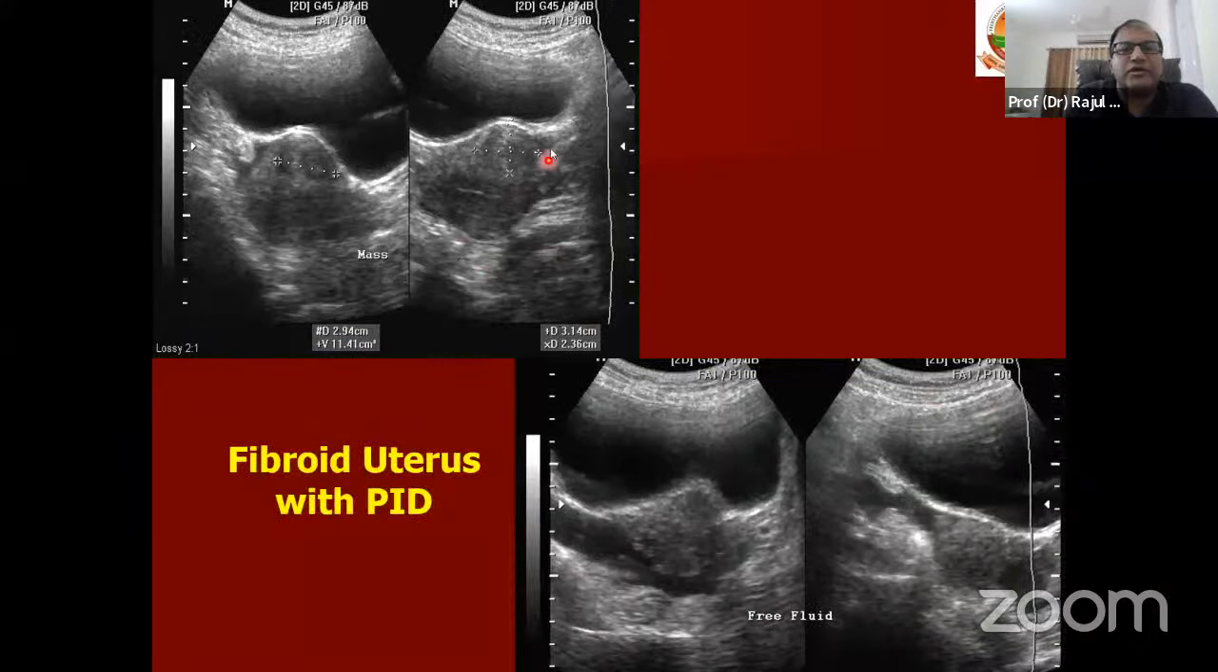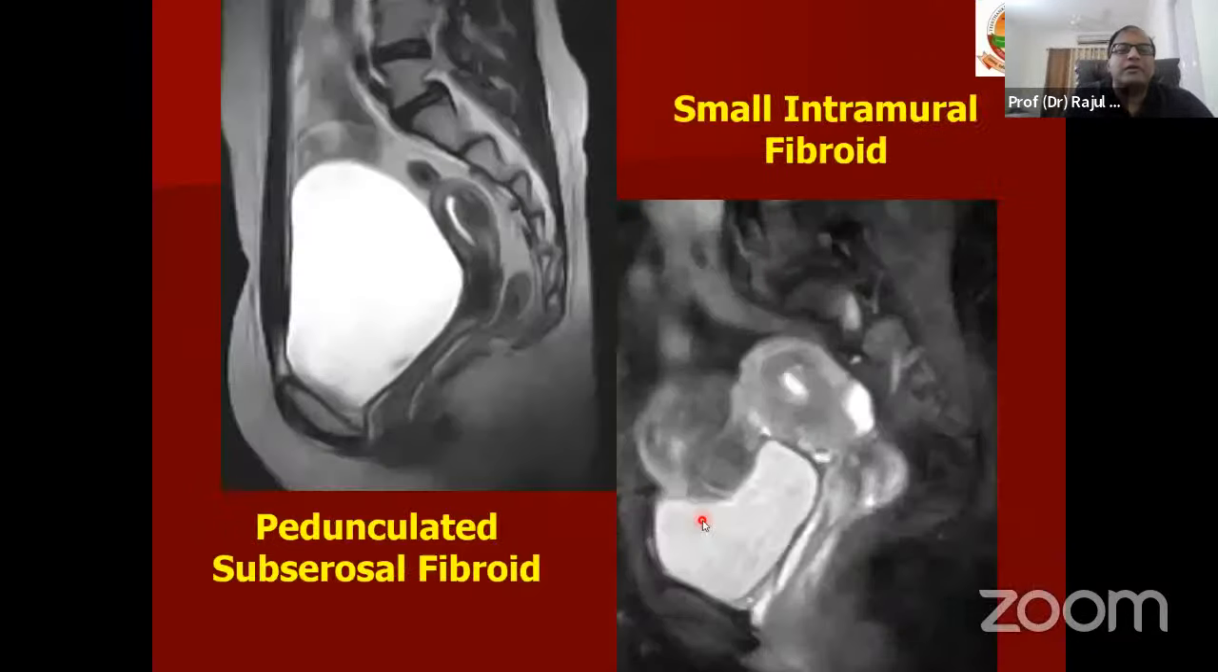Another case where we can see a heteroechoic lesion in the anterior wall. It was bulging on the surface, and it was even causing some indentation on the posterior bladder wall. So it was a fibroid. Another case where the patient had a PID, but a small lesion was bulging into the posterior wall. So in this way, we can pick up these small fibroids as well.